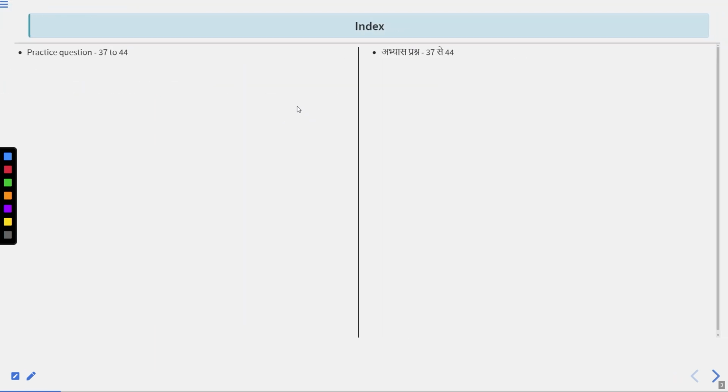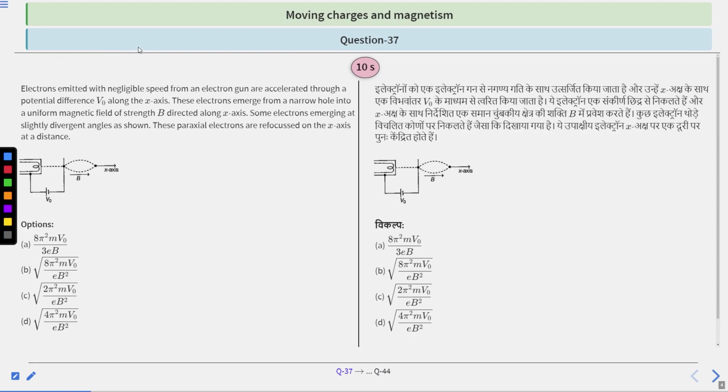In today's lecture, we will cover practice questions from 37 to 44. So, the concept is moving charges and magnetism.